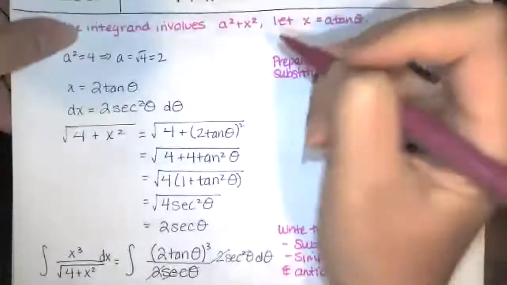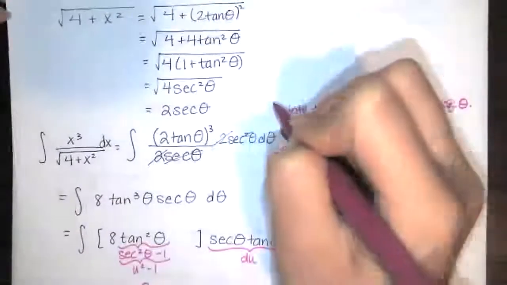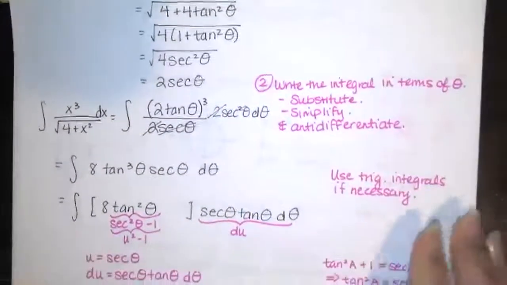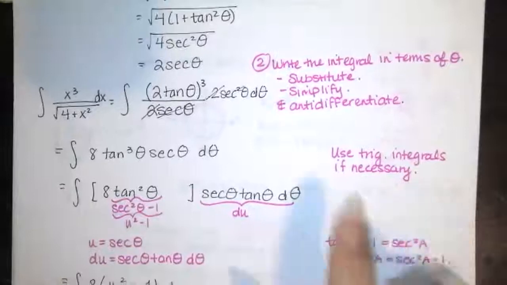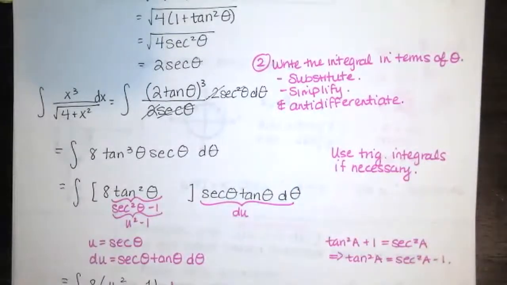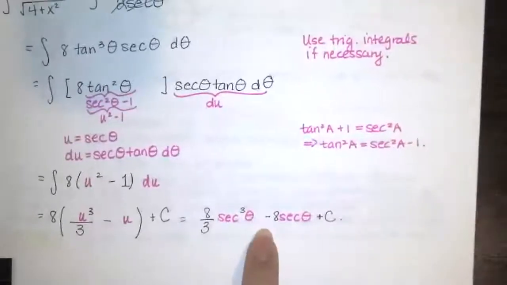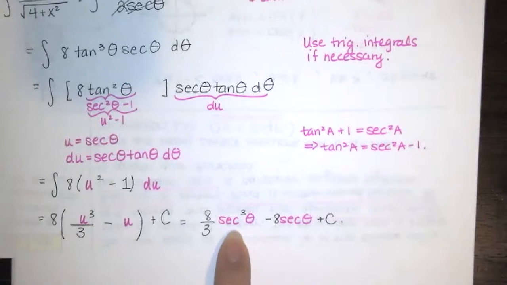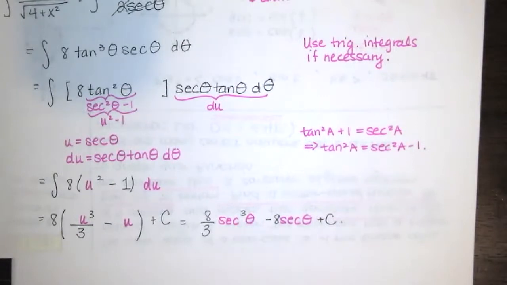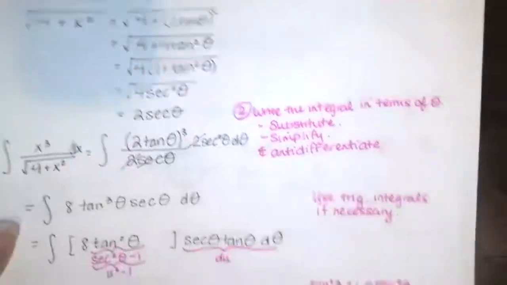So we prepare to substitute. Then after we prepare to substitute, we substitute. We write the integral in terms of theta. We substitute, simplify, and anti-differentiate. And now we've got this answer, but we need to go back to x. We want to write everything in terms of x, not theta. So we need these functions in terms of x instead of theta, and to find those functions in terms of x instead of theta, we usually draw triangles using our original substitution. So let's do that on the next page.